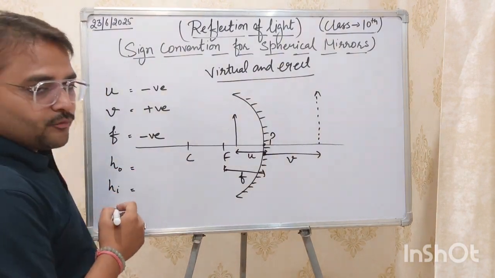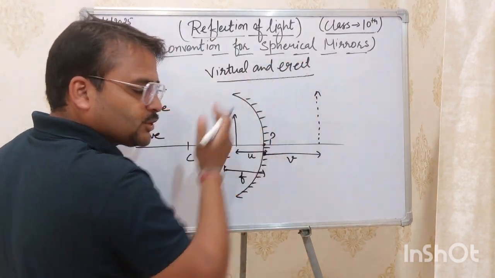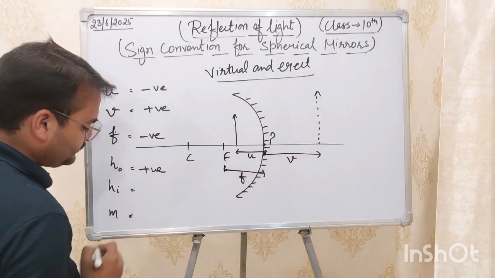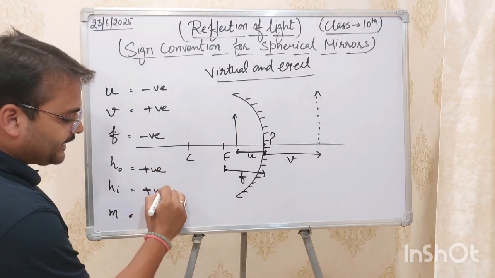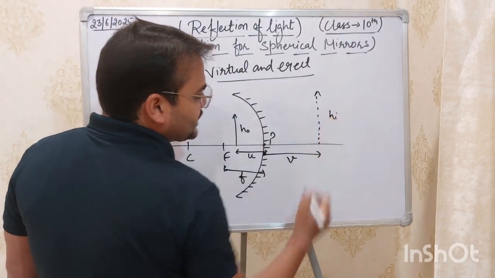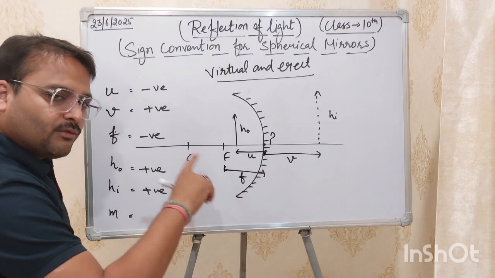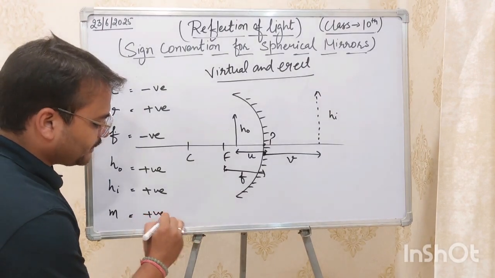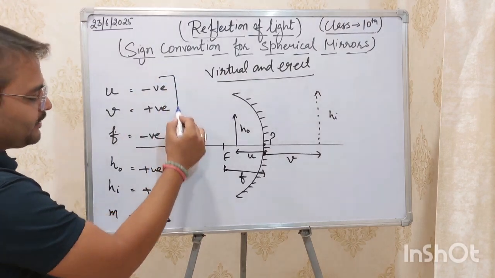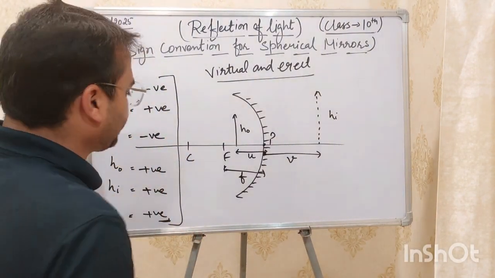Next is the height of the object. The height of the object is upward in direction, and the image is also upward in direction. So all things in the upward direction we consider positive. Height of the image is also positive. This is the height of the object, HO, and this is the height of the image, HI. At last, for a virtual image, magnification is always positive. So my dear students, these are very important terms from the numerical point of view, which you have to keep in your mind.